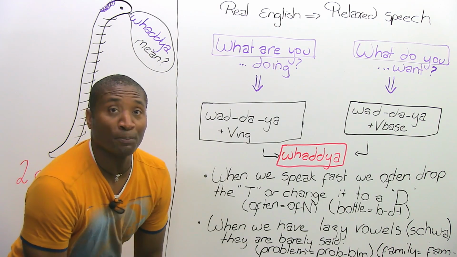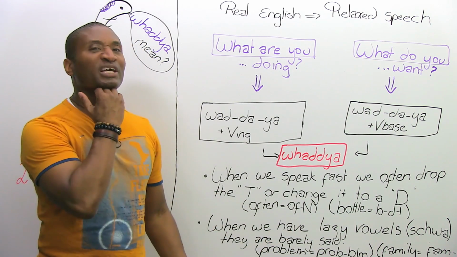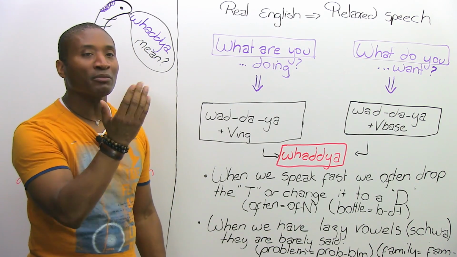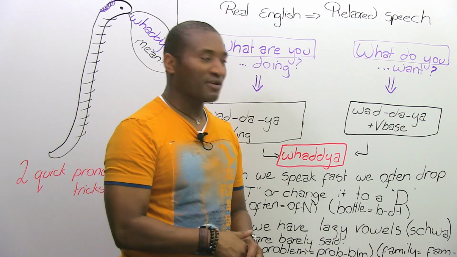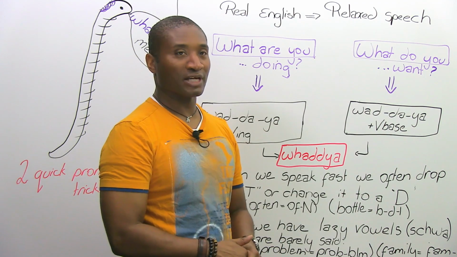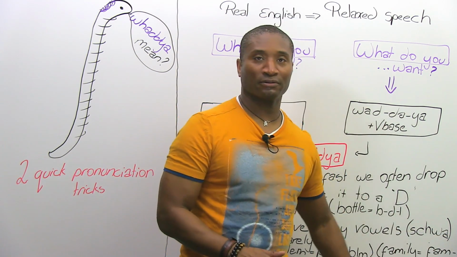Like the word problem. It's not problem. You don't say the E clearly. You just kind of make it fall with the M, so it becomes problem, right? And when you say family, do you say family? No, you say family. It's family. It just blends right in there, okay?